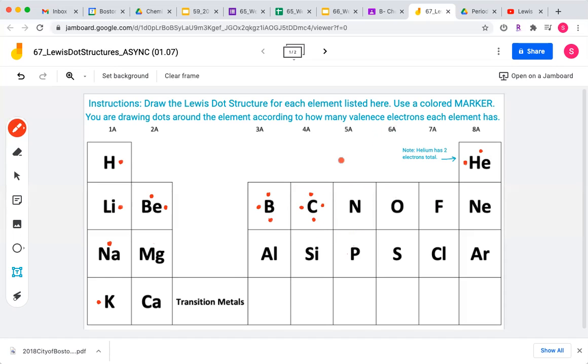All right, and now I'm gonna show you guys nitrogen. Nitrogen has 5 valence electrons. So once I give each side of the nitrogen its valence electrons, 3, 4, I need to draw one more. So I'm gonna pair one side up like that. So you can see nitrogen has 5 valence electrons.